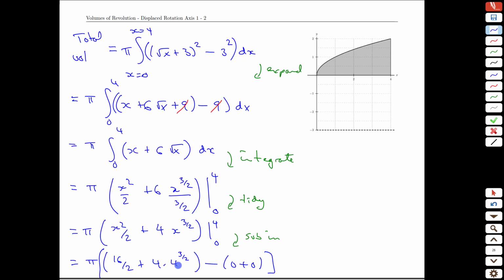So that's 8. 4 to the 3/2 is actually 8 as well. So we're going to end up with pi times 8 plus 4 times 8. That's 5 times 8, which is 40 pi. Or if you like numeric values better, 125.66 cubic units.